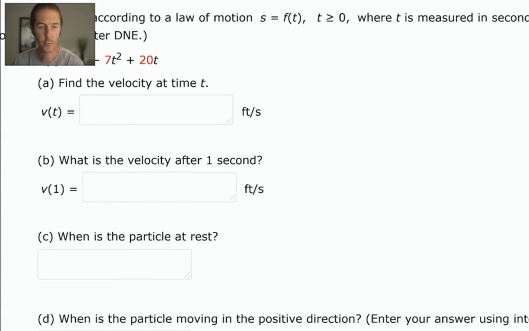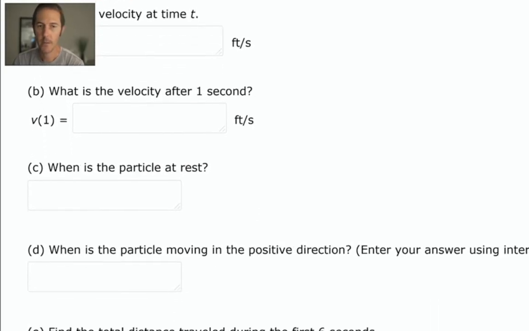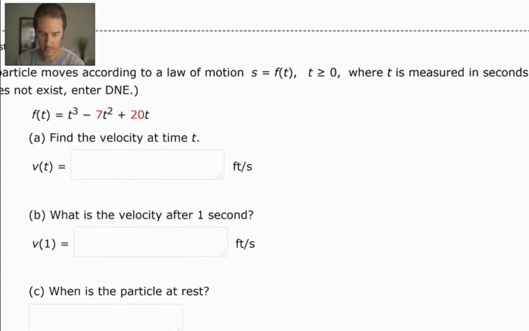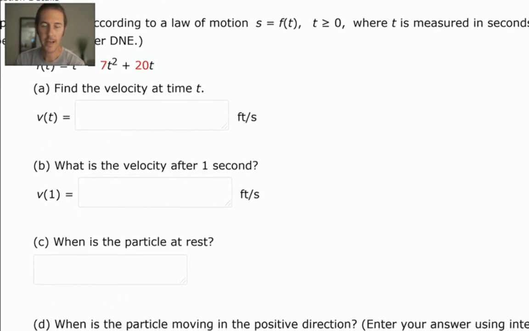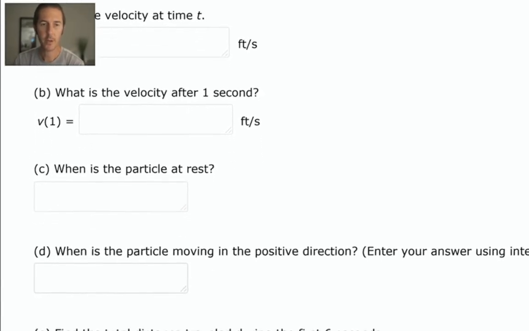When is the particle at rest? We saw an example in the previous video. Your particle is at rest when your velocity is equal to 0. So take your velocity equation, set it equal to 0. This one's very similar to the last one that we saw. This is a cubic, so your velocity equation is a quadratic. Set it equal to 0. Factor, probably, and find your couple of t values.